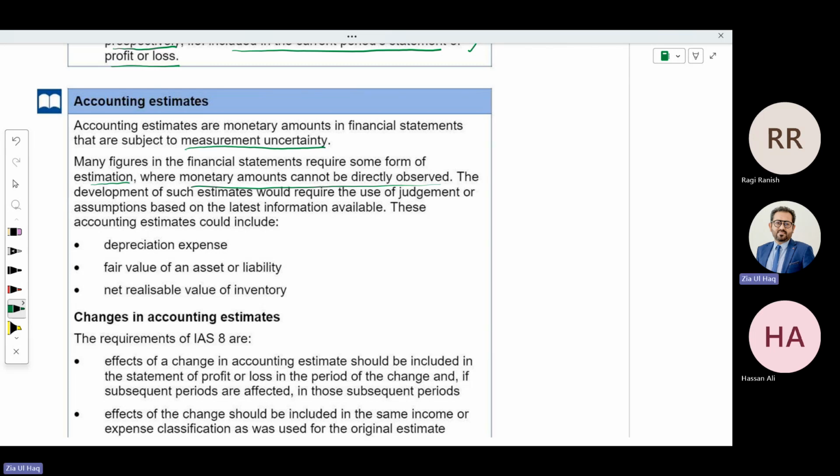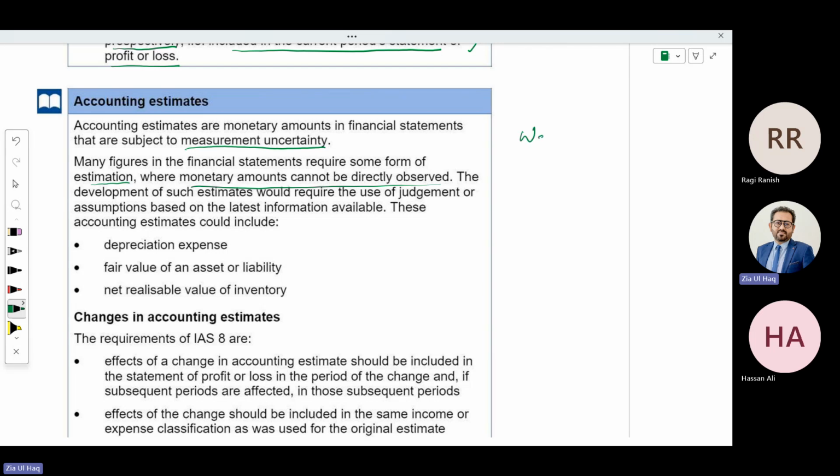And these estimations could go wrong as well, because these are estimates. The development of such estimates would require the use of judgment or assumption based on the latest information available.